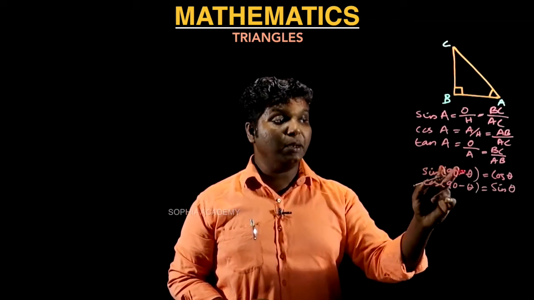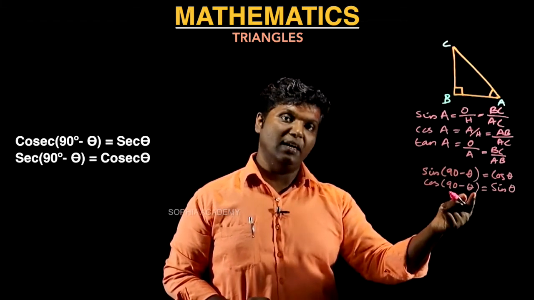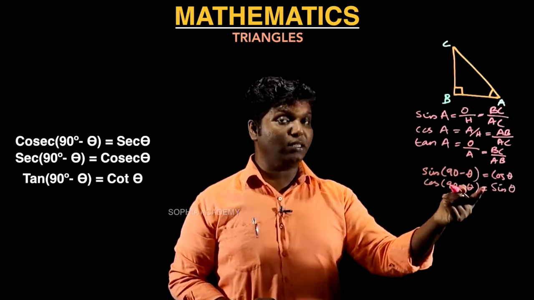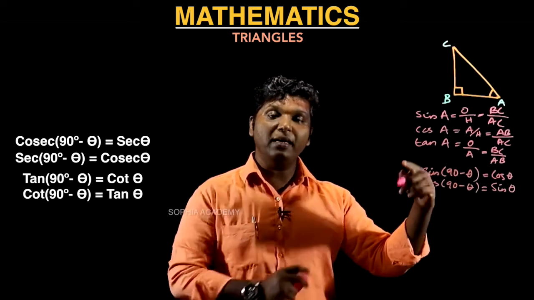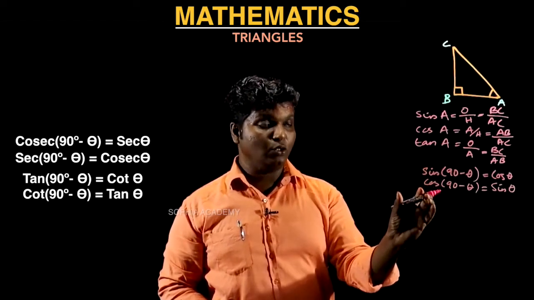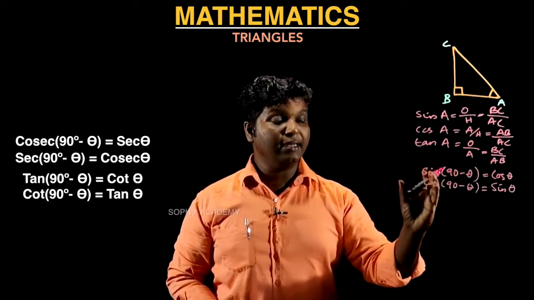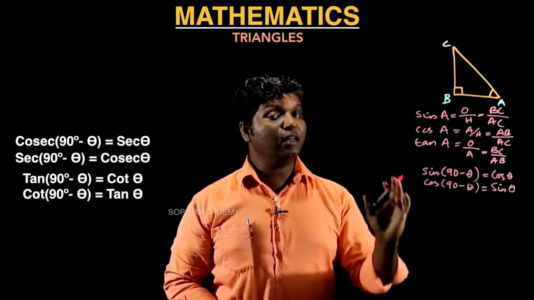Cosec 90 minus theta will be sec theta, sec 90 minus theta will be cosec theta, tan 90 minus theta will be cot theta, and cot 90 minus theta will be tan theta. So like this, sine and cos are interrelated. The relationship between sine and cos is that sine 90 minus theta will be cos theta.